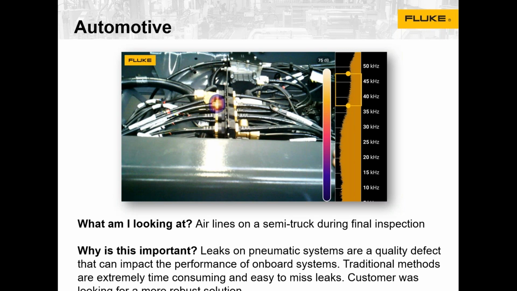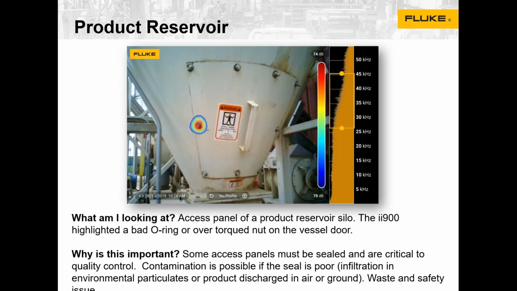There are these access panels on product reservoir silos, and in some cases these need to be sealed well, or there'll be issues. The i900 was able to highlight that there was a seal issue there, right on that one nut. So it was an O-ring, a bad O-ring there.